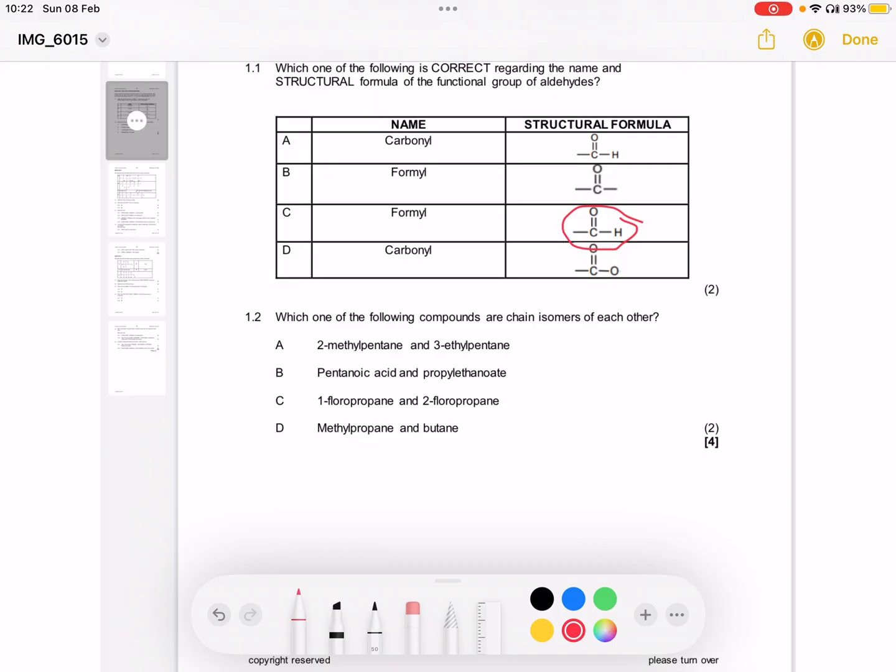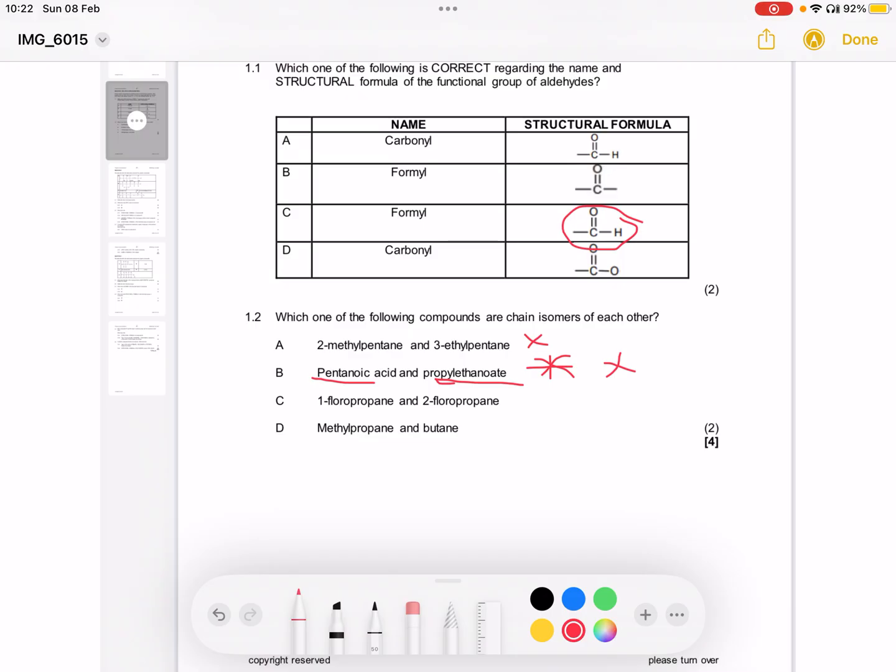And then, which one of the following compounds are chain isomers of each other? 3-methylpentane and 3-ethylpentane. This cannot be because now you're having two different molecular formulas. Pentanoic acid and propyl ethanoate. So we put a dash on it. Now we're talking chain isomer. This cannot be it. Why? Because this is a carboxylic acid and this is an ester. So they are functional isomers, so it's not correct.